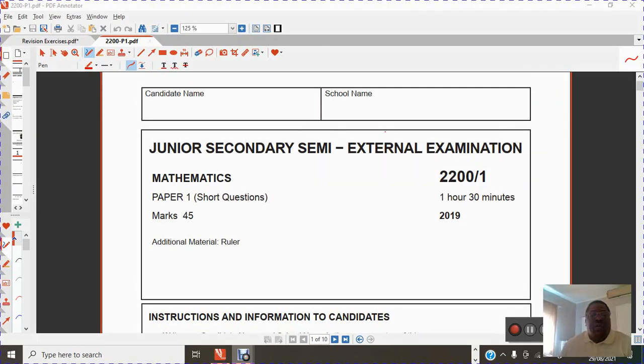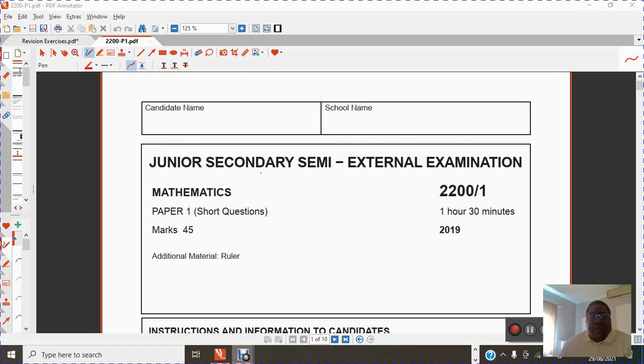So today I am looking at the junior secondary semi-external examination. This is the paper that the grade 9s are writing at the end of the year. So this was the one for 2019.